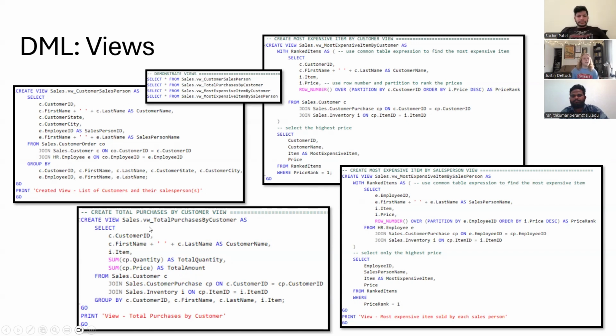And then here for the total purchases by customer, same thing. We had the customer table and then the customer purchase and inventory to get the item, and then did some summations on the quantities of items that they've purchased and the amount that those items cost.